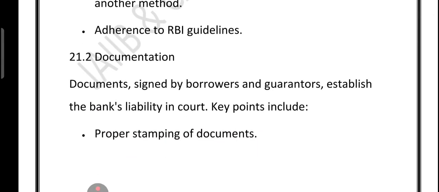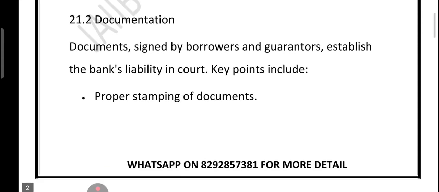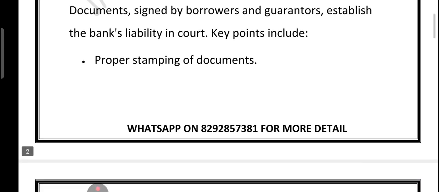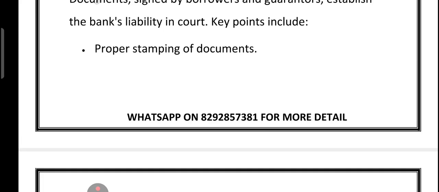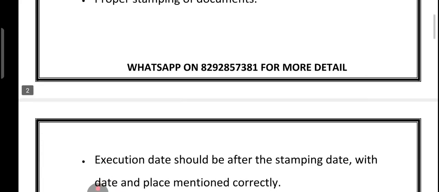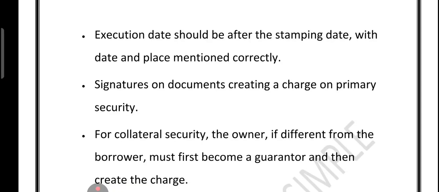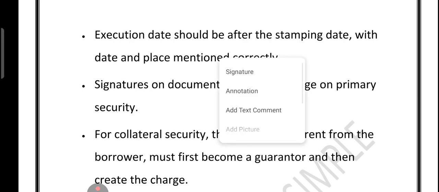Then comes documentation, which is called the legal safety net. So friends, let's talk about documents. They are not just paperwork, they are what the bank stands on in court if the borrower defaults. So what should the bank ensure? First, the document must be properly stamped, no shortcut should be there. Then the date of signing must be after the date of stamping, and both date and place must be clearly mentioned. So execution date should be after the stamping date.